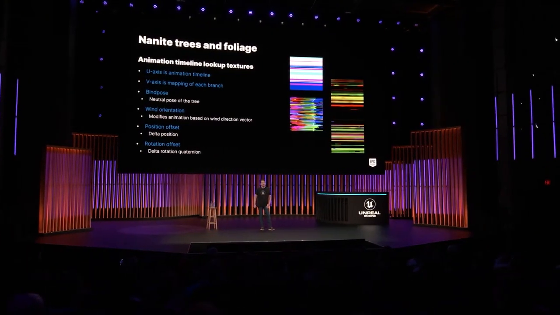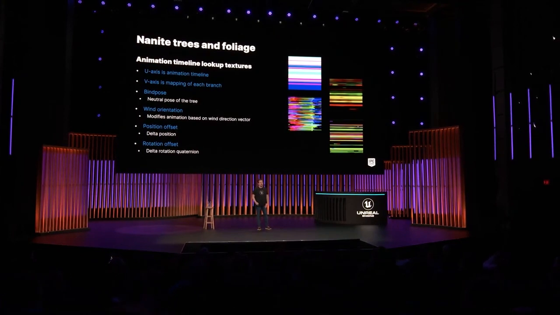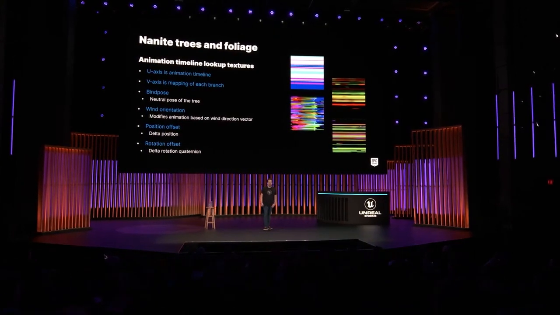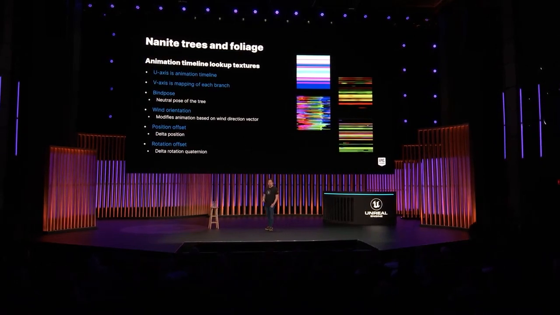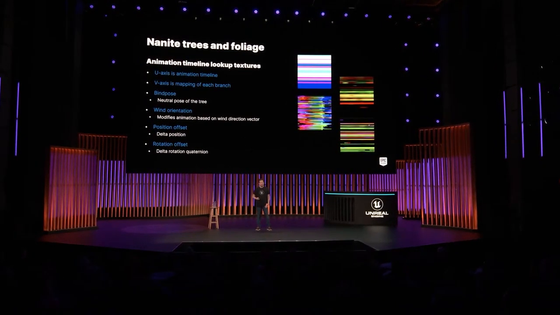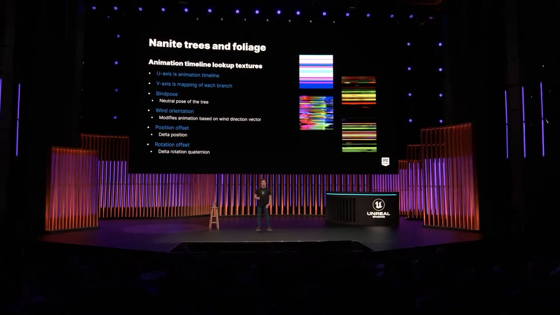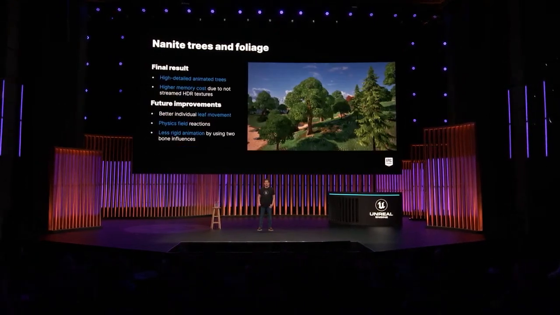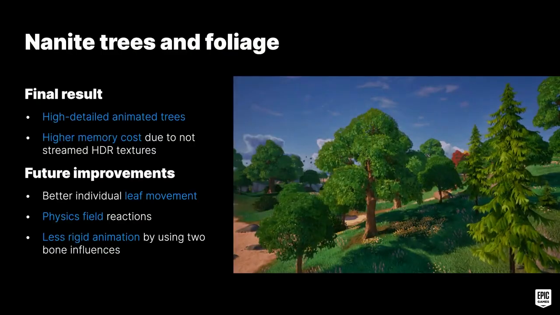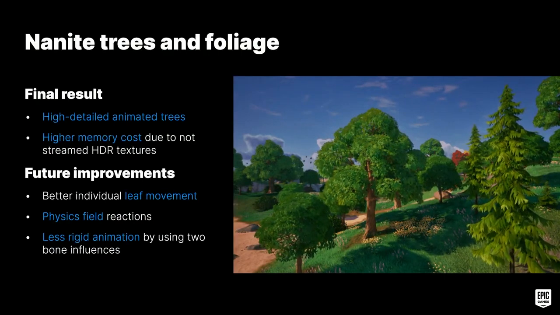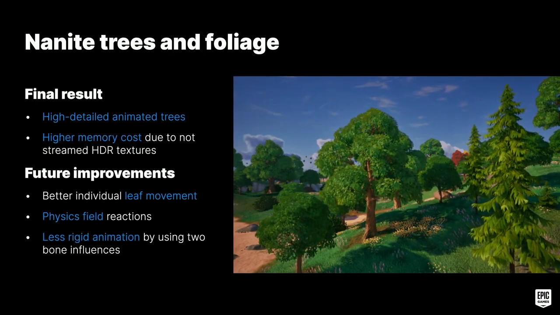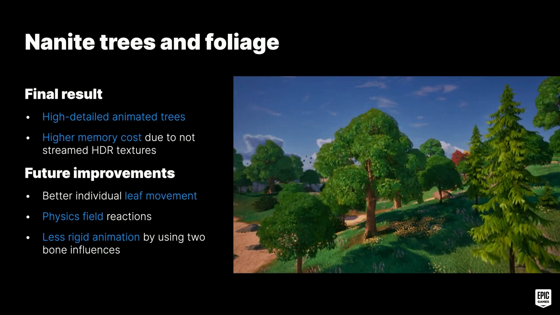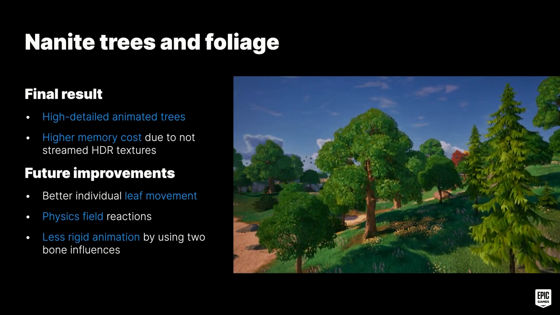And we bake out 4 textures with this, where U is the animation timeline, and V is the mapping of each branch. And all of these 4 textures give us all the transforms we need to animate our trees. And the result is really high detailed trees, where each leaf is modeled, and we have nice animations on them.